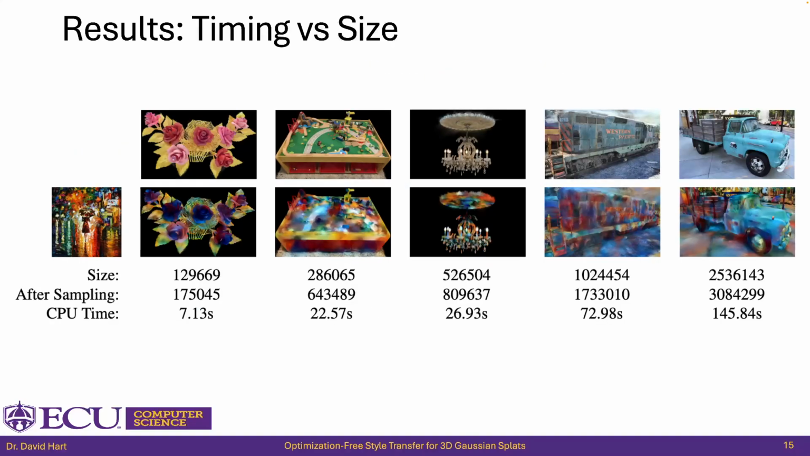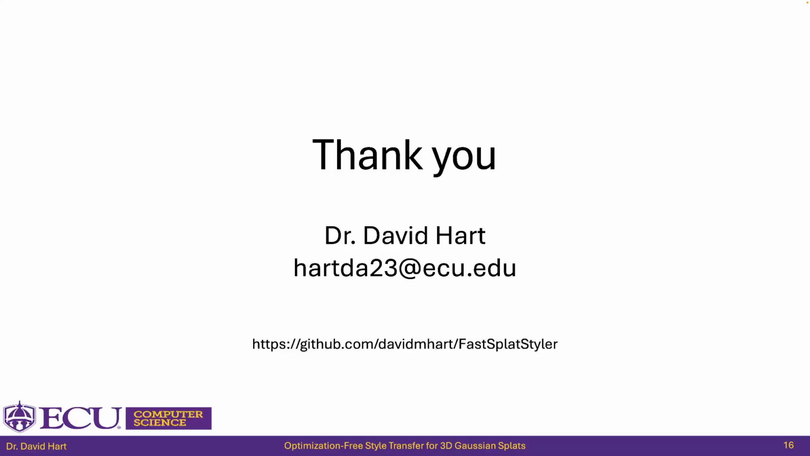Here's more results showing our timing versus splat size. And again, for very small models, we can run in times under even 10 seconds. So we hope this method makes style transfer fast, simple, and accessible to the growing ecosystem of publicly available Gaussian splat scenes. Thank you.